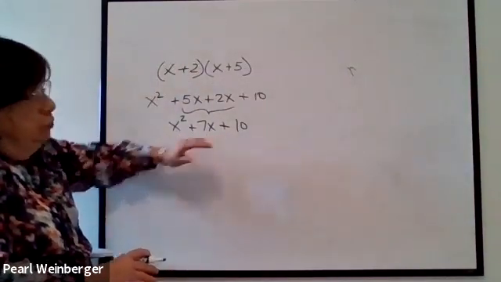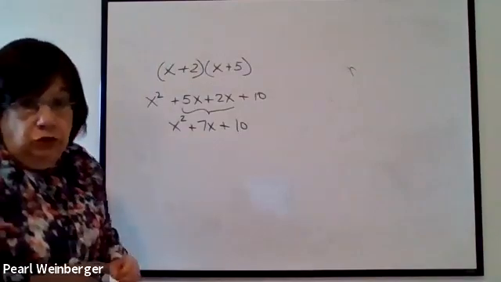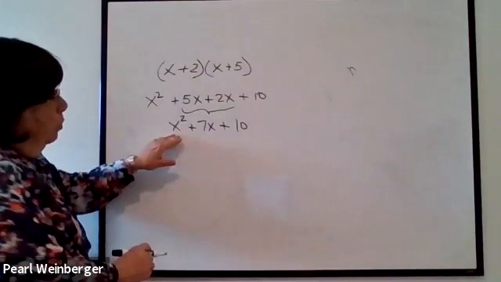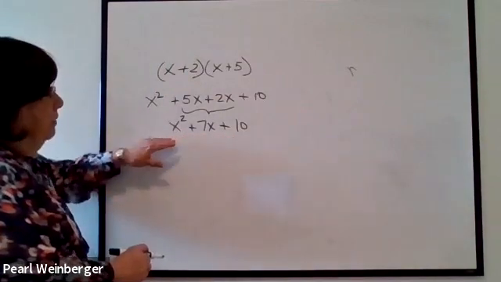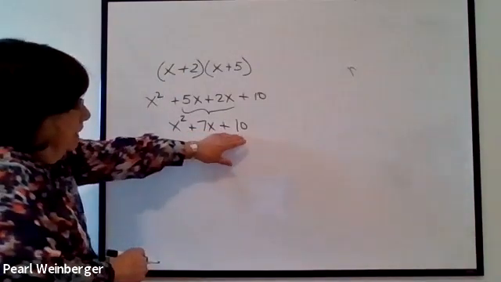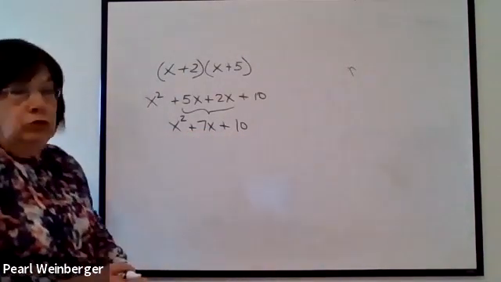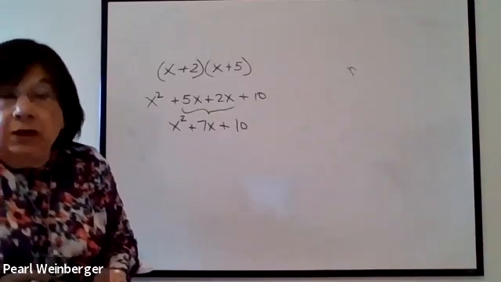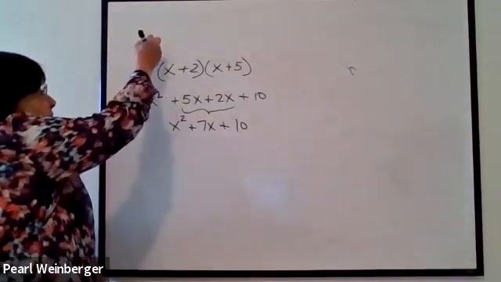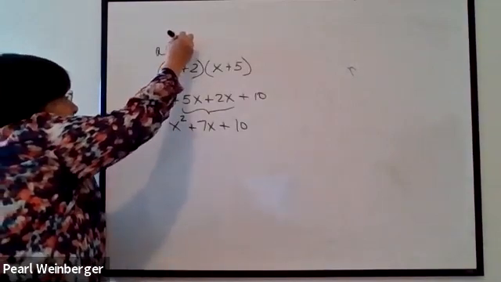Remember, factoring is undoing multiplication. What happens if I gave you x squared plus 7x plus 10, and I told you I wanted to factor it? This method is also sometimes called the AC method.